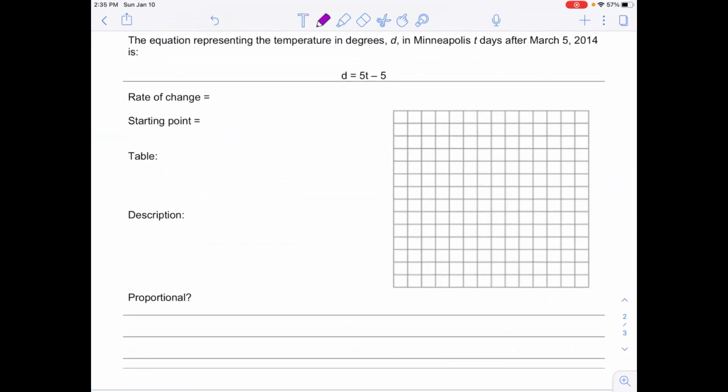This equation representing the temperature in degrees D in Minneapolis T days after March 5, 2014 is D equals 5T minus 5. Again, if you hate the D's and the T's, you could say Y equals 5X minus 5. This one is a little more complicated than the other two we've done. So see if you can do it on your own. See what you can fill out.